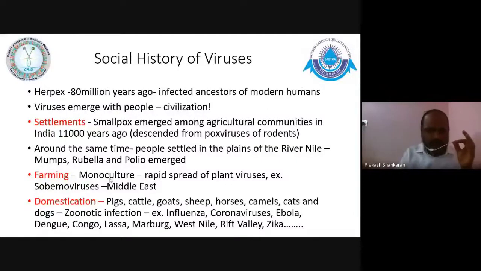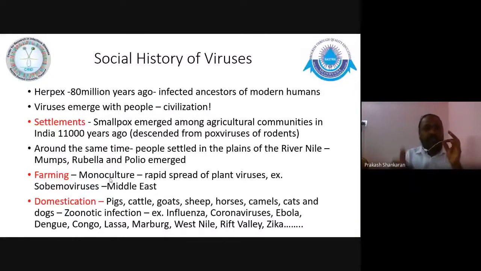It's a huge list. Influenza, the coronavirus that we know now, Ebola, Dengue, Congo, Lassa virus, Marburg virus, West Nile virus, Rift Valley, Zika. That's a huge list. These are all deadly viruses. Most of these, West Nile, Ebola, Dengue, they all cause hemorrhagic fever. They are deadly. Most of these viruses jump from species to human beings.